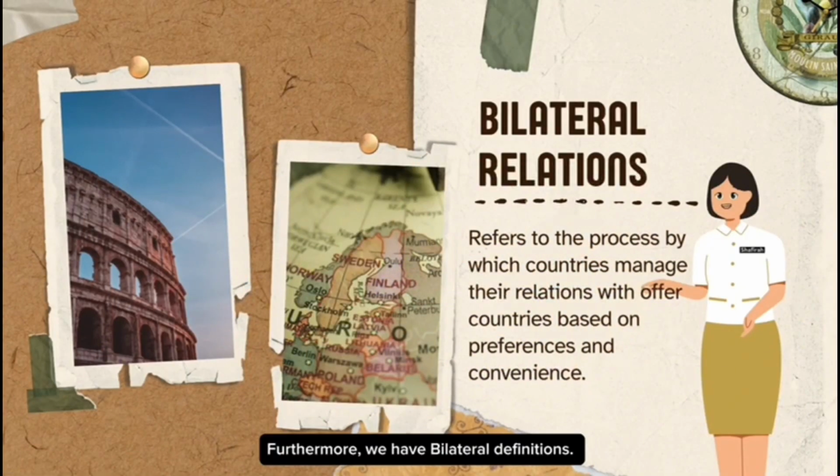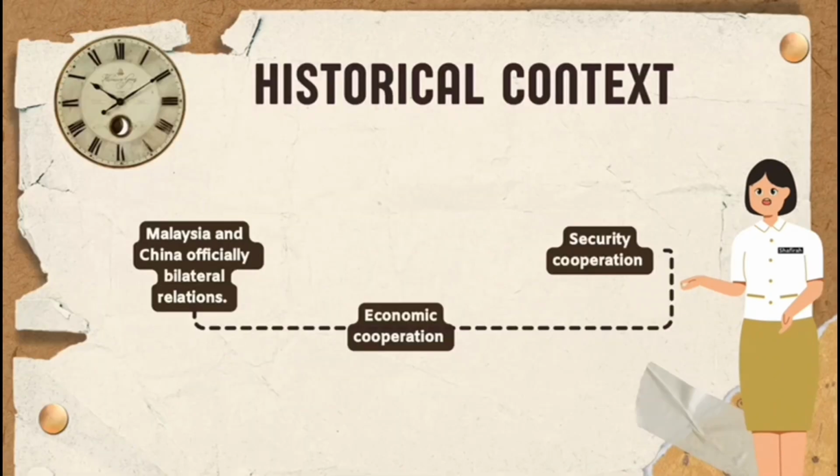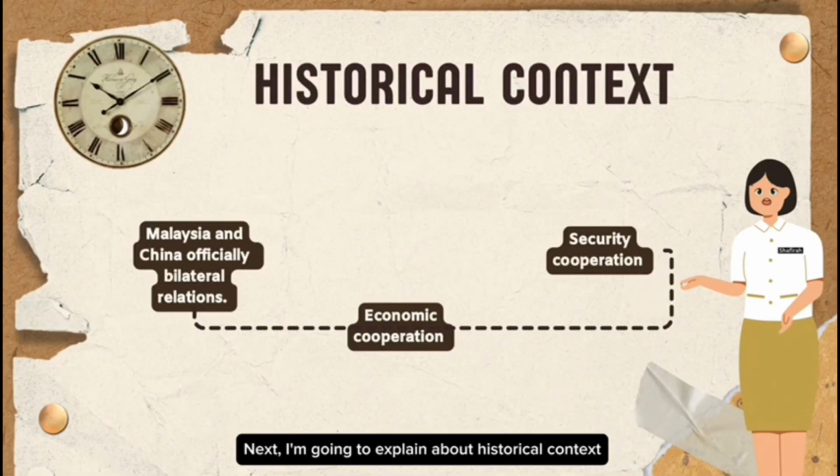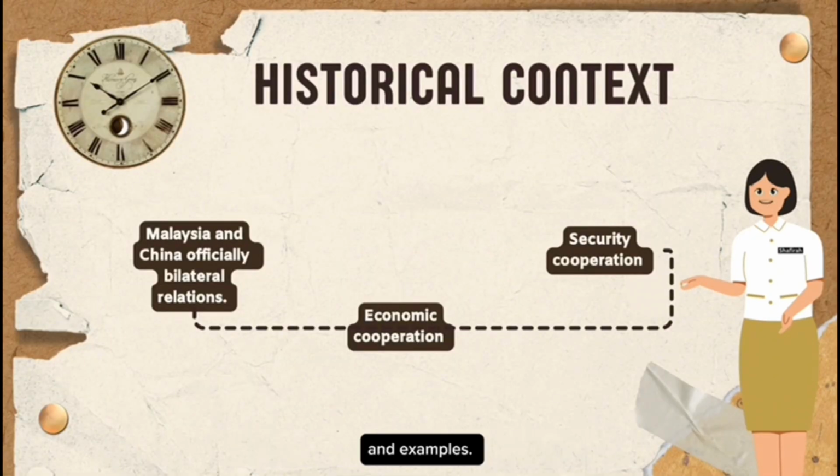Furthermore, we have bilateral definitions. It can be defined as the process by which countries manage their relations with other countries based on personal preference and convenience. It is the international relation between a home country and a foreign country. It forms the basis of foreign relations management and is conducted on the basis of an agreement and within the framework of international law. Next, I'm going to explain about historical context and example.